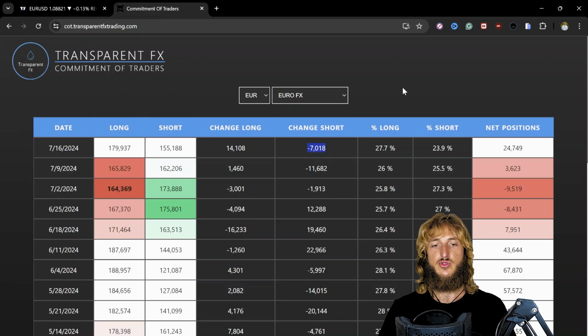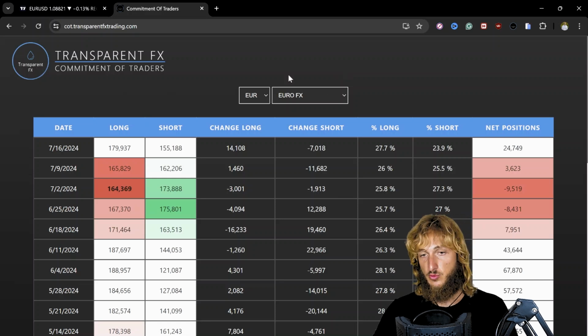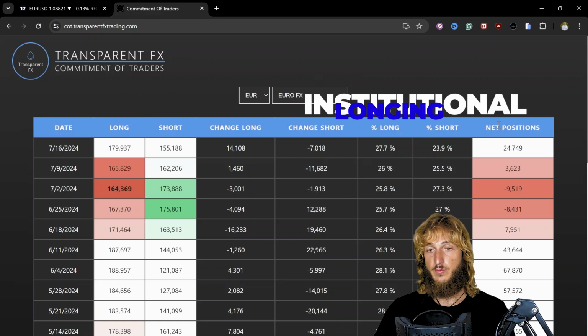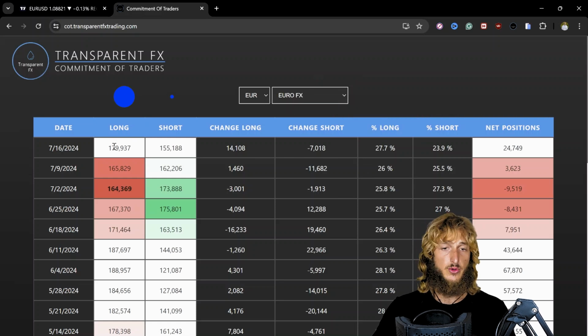So clearly institutions are moving aggressively back to the bullish side for EURUSD. So they expect as well that rejection to the upside away from that monthly support, considering how aggressively they're now shifting back to the bullish side for EURUSD. Currently, we're sitting with 179k longs compared to 155k shorts. So we just had a shift from having more shorts than longs, to now having more longs than shorts from an institutional perspective on EURUSD. So let's keep that in mind and move back to the chart.